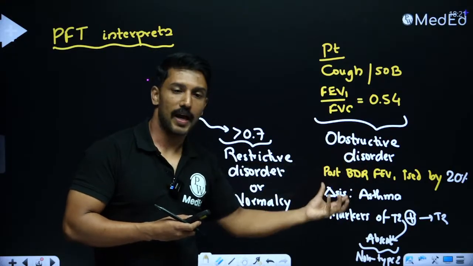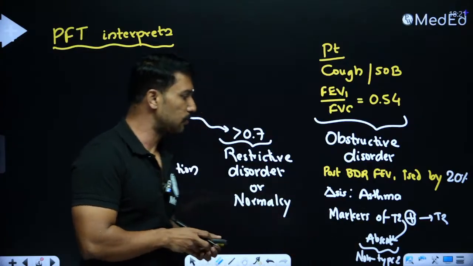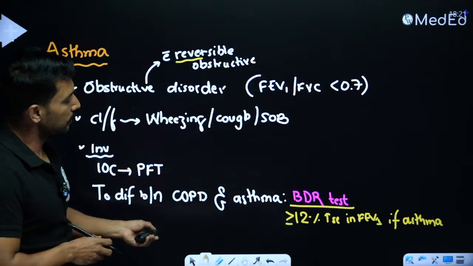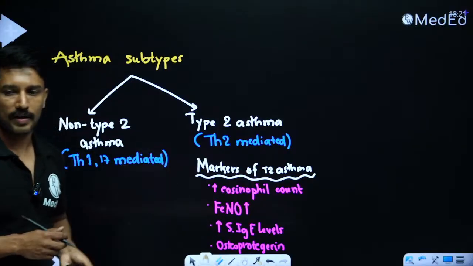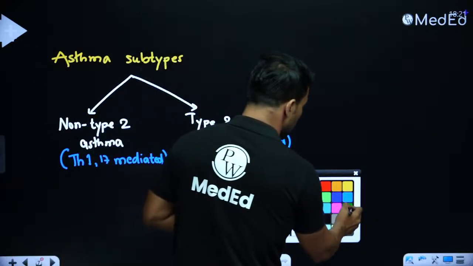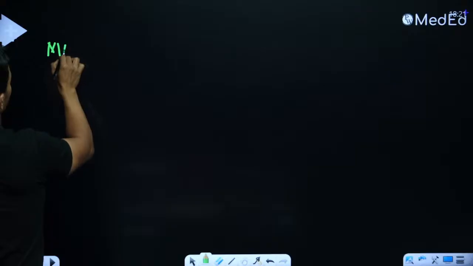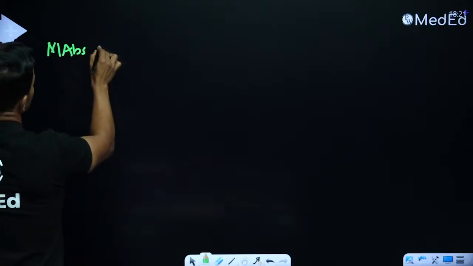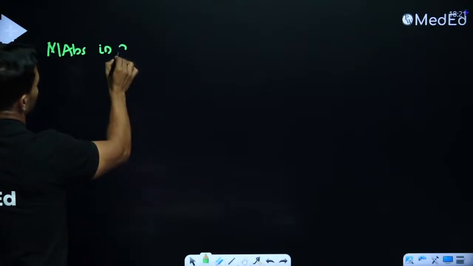Then if it is asthma, to know whether it is type 1 or type 2, mainly see the markers of type 2 that we just learned. If the markers of type 2 are present, then it is type 2. If they are negative, then it is non-type 2. Now why am I asking about it? Because when we are dealing with type 2 patients, so biologicals or monoclonal antibodies used in asthma, not all can be used for all patients.